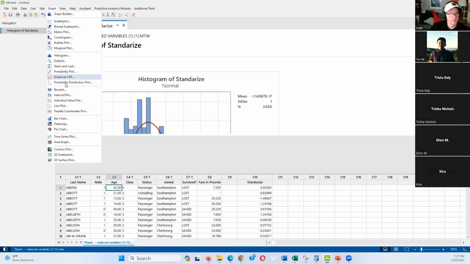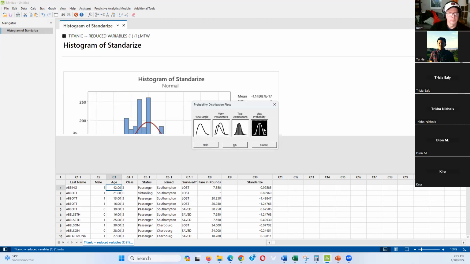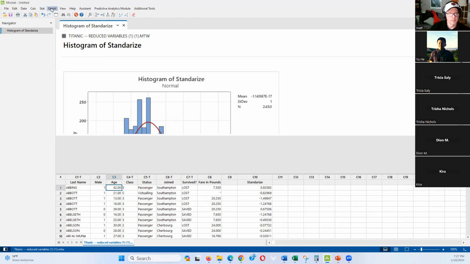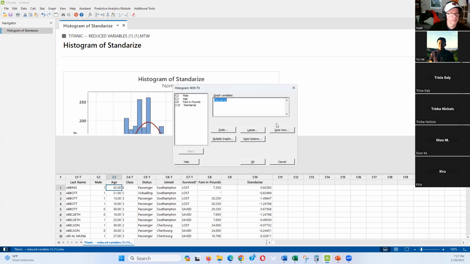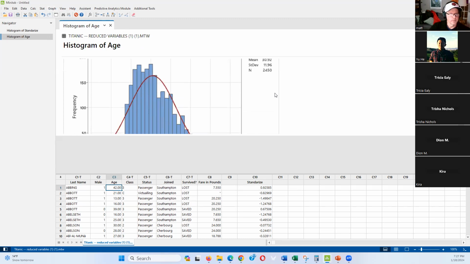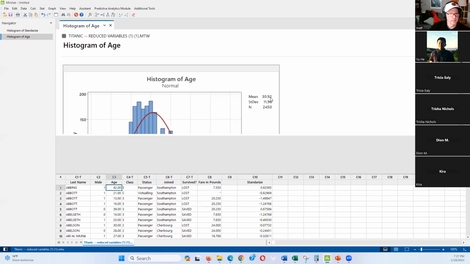So graph, probability distribution, graph, histogram. Okay, and let's do for age. So mean is, you can say, 31, standard deviation is 12, and this value is 42. So just do a simple calculation: 42 minus 31 divided by, let's say, 12.